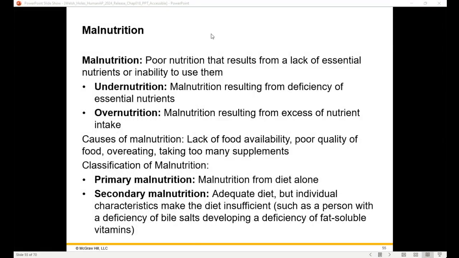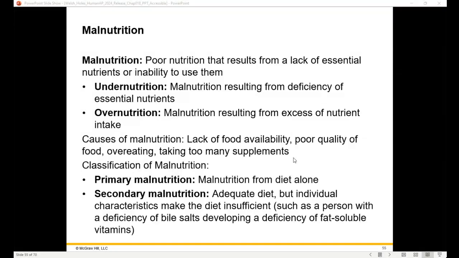Malnutrition. This is poor nutrition that results from a lack of essential nutrients or inability to use them. Undernutrition is malnutrition resulting from deficiency of essential nutrients. Overnutrition is malnutrition resulting from excess of nutrient intake. Causes of malnutrition include lack of food availability, poor quality of food, overeating, taking too many supplements.